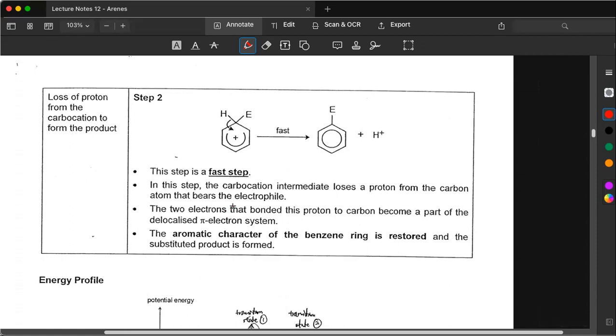The 2 electrons that bonded this proton become a part of the delocalized pi electron system. This aromatic character was restored and the substituted product was formed. So this step is actually just deprotonation.